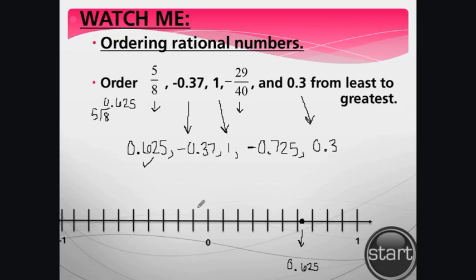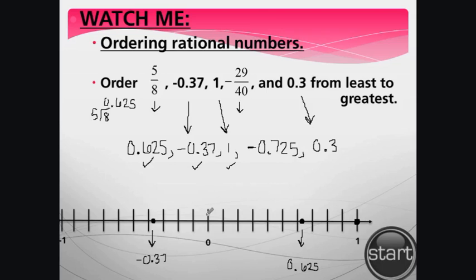Next, we're working with a negative value, so I know we're going to be working to the left of 0. I have negative 0.1, negative 0.2, negative 0.3. And it's closer to negative 0.4 than it is to negative 0.3, so I'm going to mark that right here and write that down below on my number line. Negative 0.37, put a check mark. Oh, look, we have a whole number of 1, so let's go ahead and plot that and check that off.